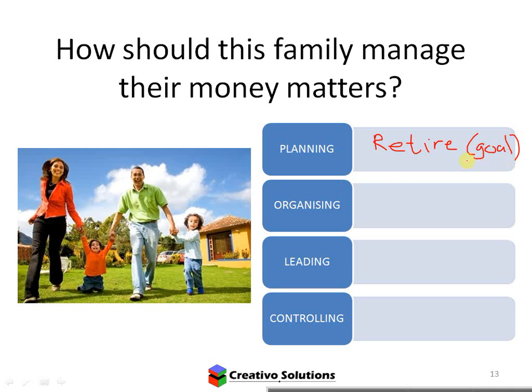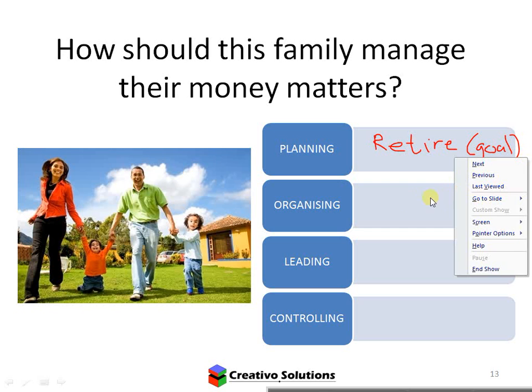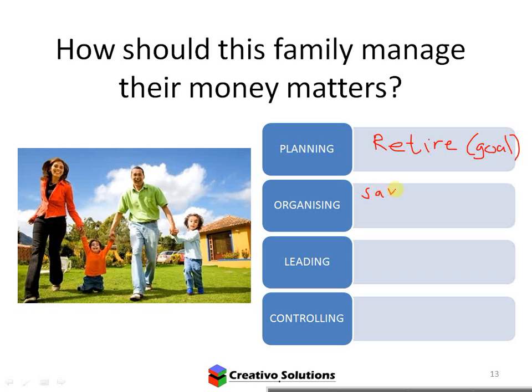So now you've got the planning in terms of we're planning to retire at a specific age. So now tell me about the organizing in terms of the how do we achieve this goal? How do we do it? How do we retire? I'm putting money aside for the future. Okay, so putting money aside, so that's saving, and that would be something maybe like a pension. Okay, the leading, the keep moving forward part. What must they do in terms of leading?